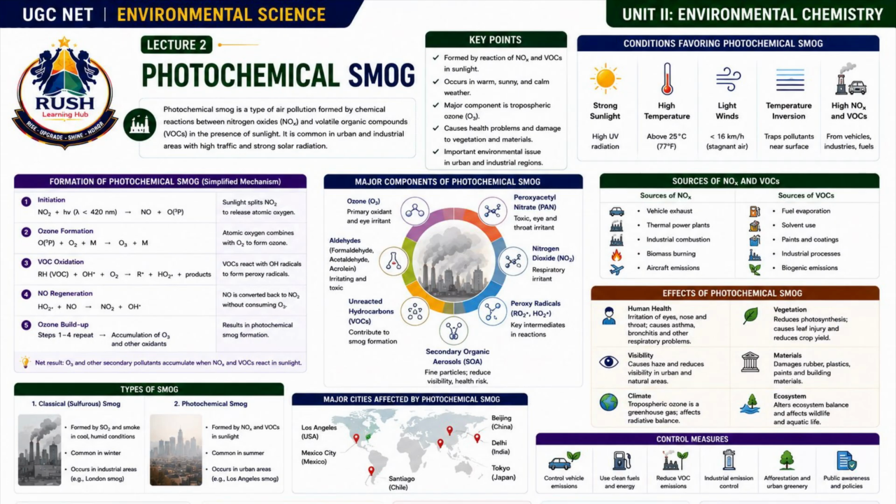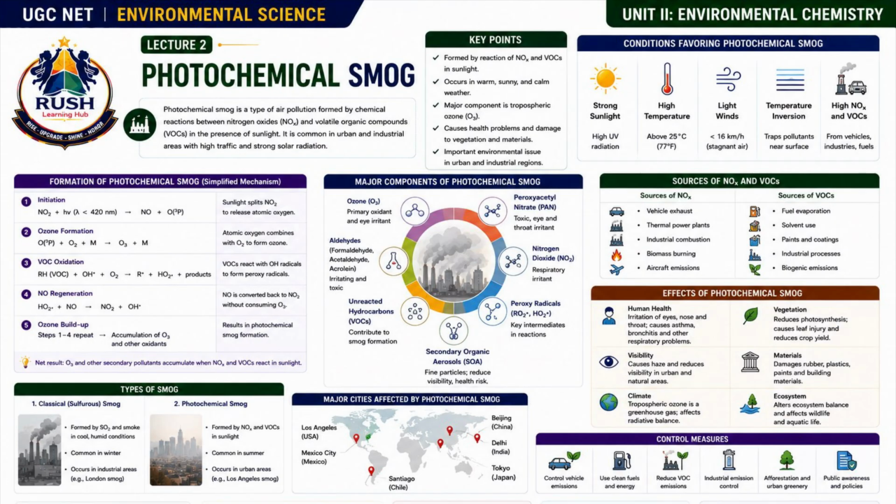The second effect is on vegetation. Ozone and PAN damage plant tissues and reduce photosynthesis. This results in decreased crop productivity and reduced plant growth. Sensitive crops such as soybean, wheat, cotton, and tobacco are particularly affected. The third effect is on visibility. Secondary aerosols formed during smog episodes scatter light and create haze. This reduces visibility in urban and industrial regions.